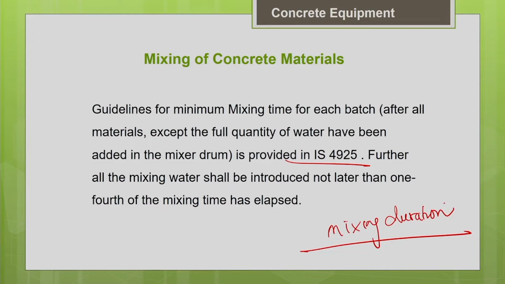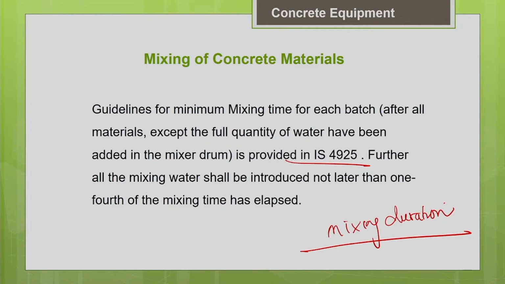Generally, if you go for a lesser duration than what is needed, what will happen? You won't get a homogeneous mix. That is the main problem. And if you go for a very high mixing duration, it is also not good, because as you know, as you add water to the concrete, your cement starts setting. So, it will result in loss of water from the concrete due to evaporation. That will affect the workability of the concrete. So, extended mixing duration is also not good with respect to the setting and the workability of the concrete. That is why there is an optimum mixing duration for every mixer machine. So, we should go with the manufacturer recommendation. Guidelines for minimum mixing time for each batch are given in IS 4925. So, it will apply.